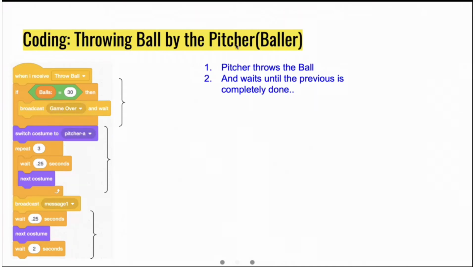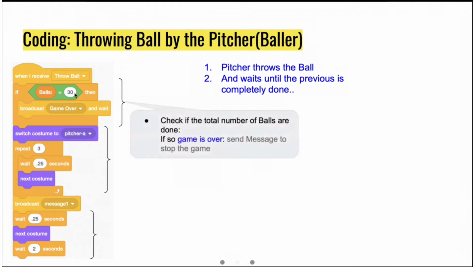Then we'll have to do the coding for throwing the ball by the pitcher. So there is that action that needs to be done. The pitcher throws the ball and waits until the entire previous throw, or the previous ball, is completely over. In order for that to happen, the first check is to see whether the game is already over. If it is already 30 balls, then the game is already over. So that is the first check.